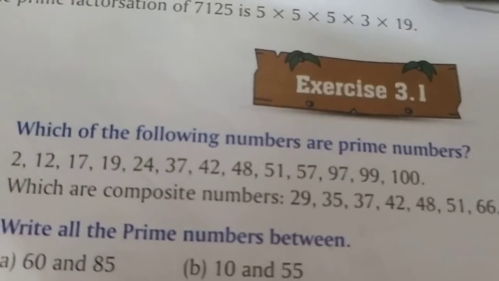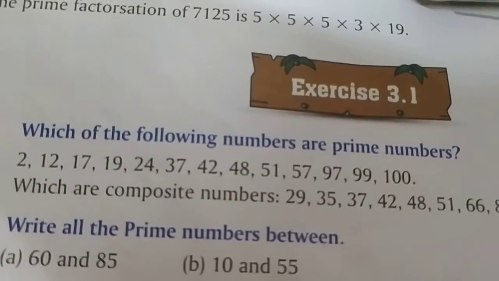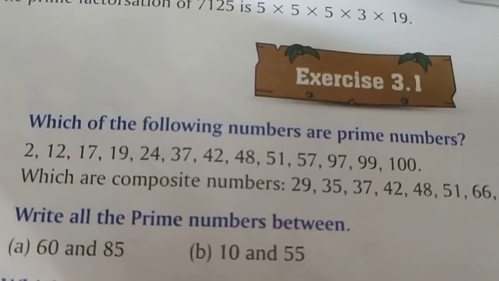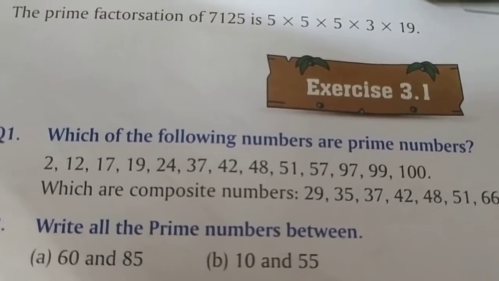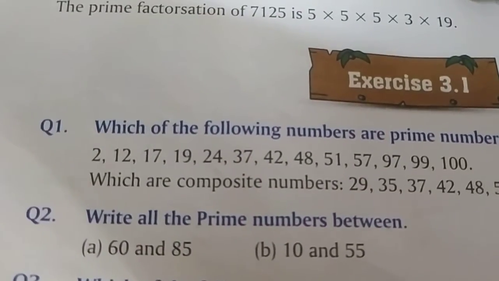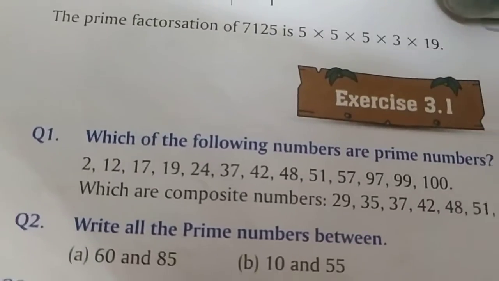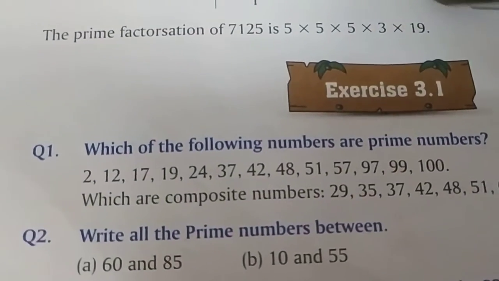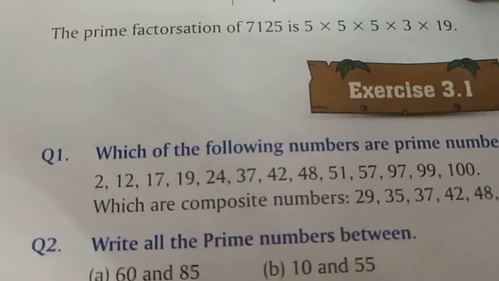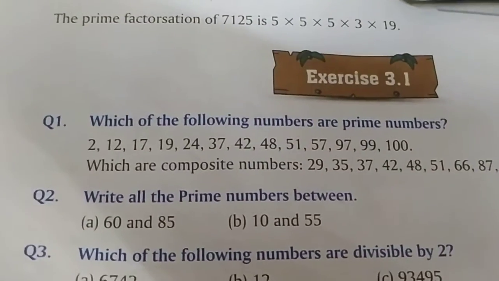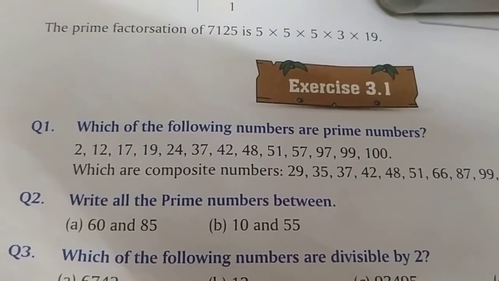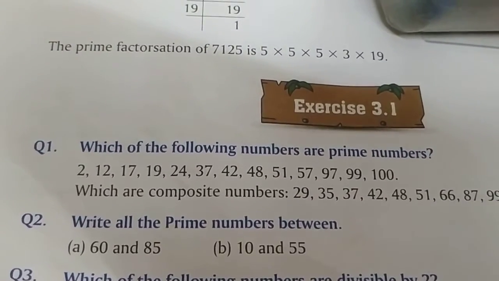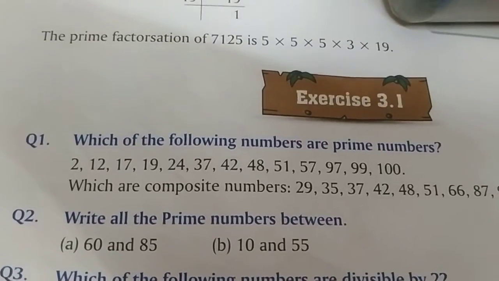What is 17? 17 is a prime number. What is 19? 19 is also a prime number. 24, it is composite. All the even numbers are composite numbers. You have to remember this thing, that all the even numbers are composite numbers. But all the odd numbers are not necessarily prime. It is not necessary that all odd numbers are prime. For example, 9. 9 is an odd number, but it is not prime.